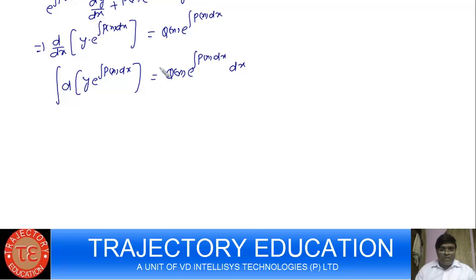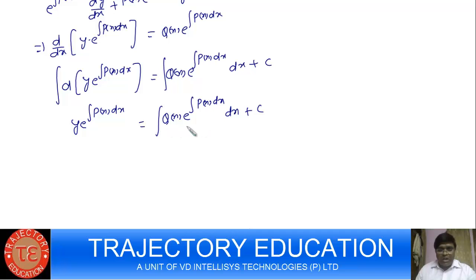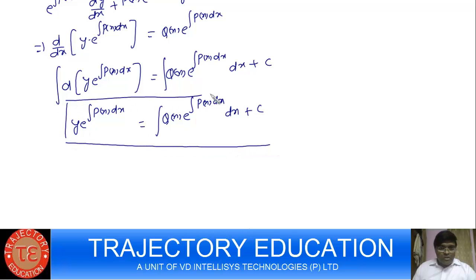dx, so I can integrate it. C is the arbitrary constant, so this becomes integration of Q(x) e to the power integral P(x) dx plus constant. C is arbitrary constant. So this is the final solution, right?